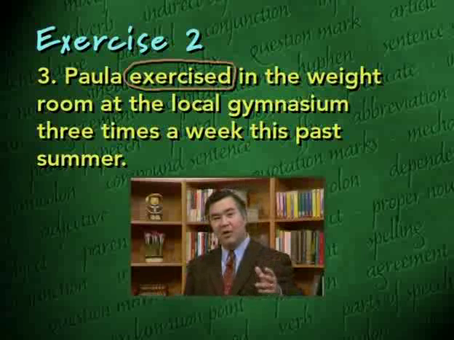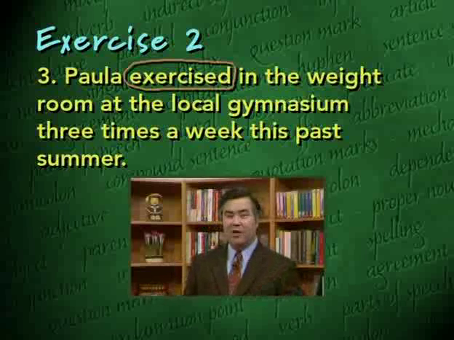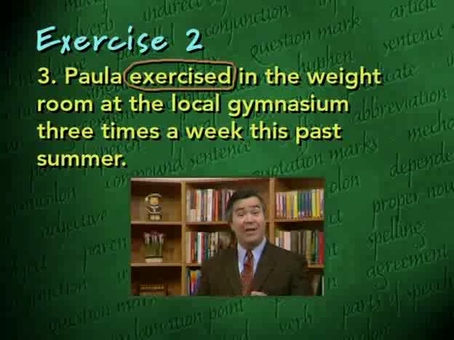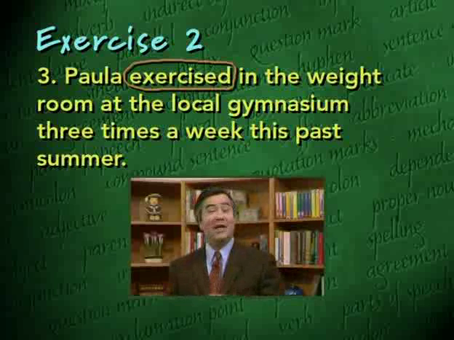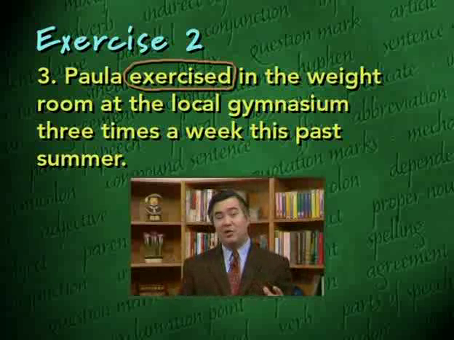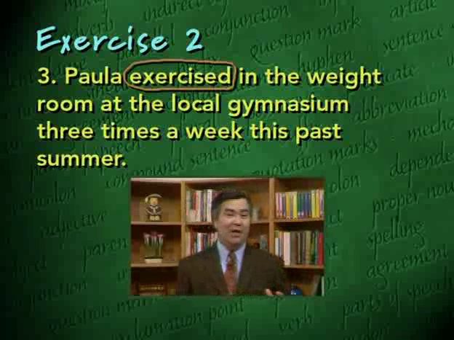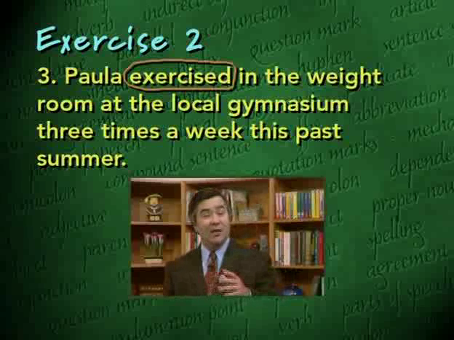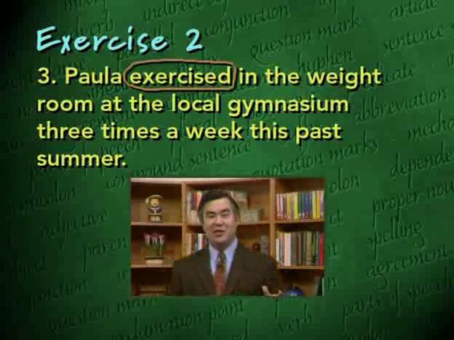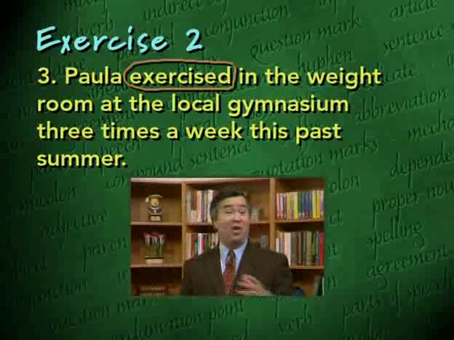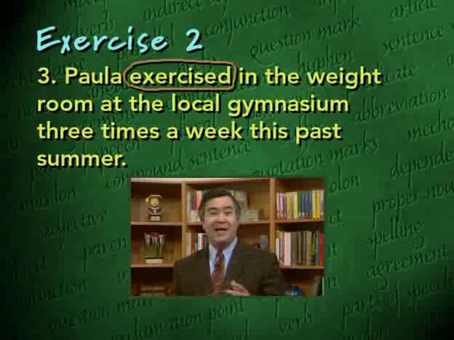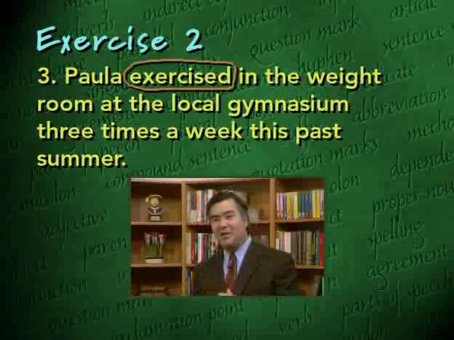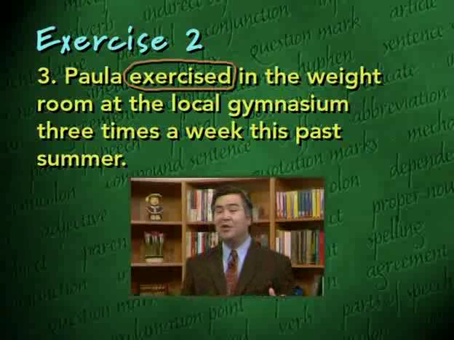Paula. Paula exercised, that's the subject and the verb. Now, is there a word that receives the action of the verb exercised? That is, is there a word that answers the question, Paula exercised what? Or Paula exercised whom? Well, the answer is there is no word that answers that question. We're not told, for example, that Paula exercised her dog or Paula exercised her rights. Either of those might be the direct object of the verb exercised, but we're not told that at all.